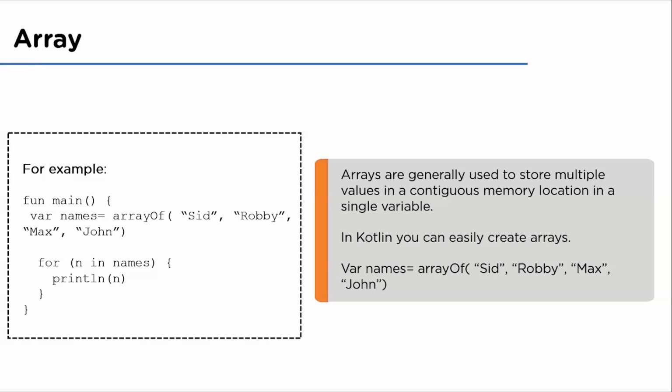For example, here we are using for loop. In this for loop, n is the variable, names is the array name, and one by one it will print every element of the array. Now, as we have understood about arrays, now let's understand about loops.